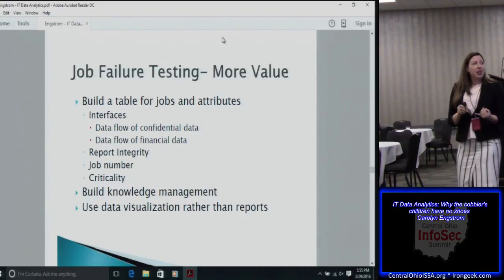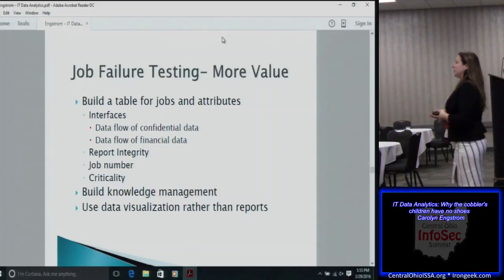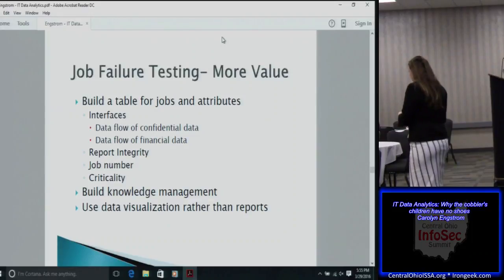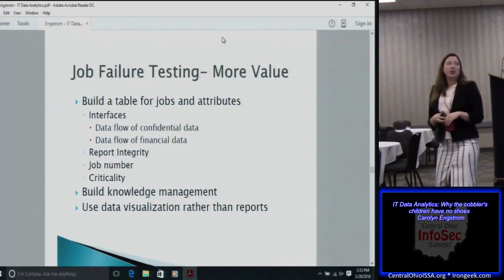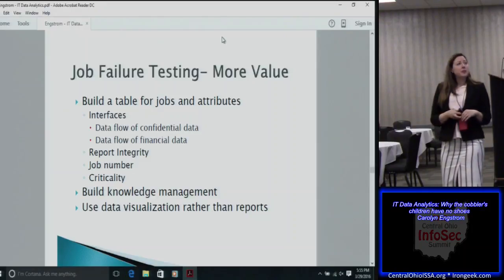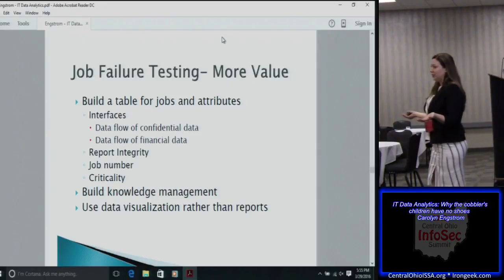We have report integrity, so that if the job is supporting the creation of a report, we can do some tracking on those jobs to make sure that the job control language hasn't changed. And so that gives auditors additional support for the change management function. And we're also getting the criticality of that job.